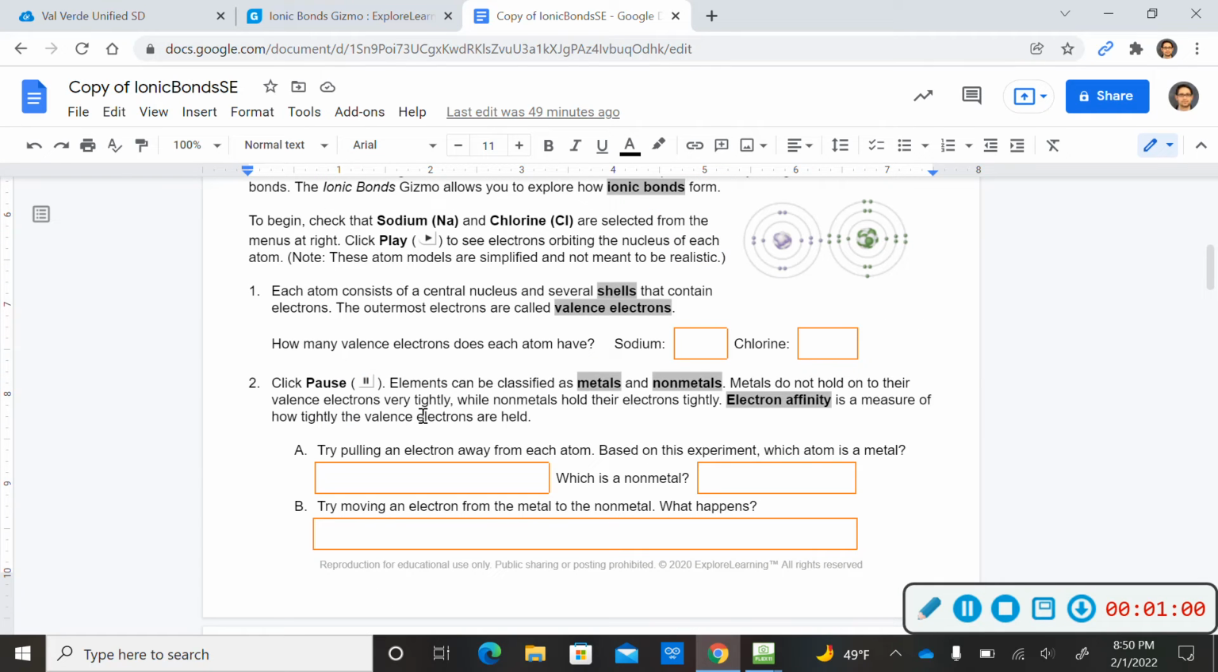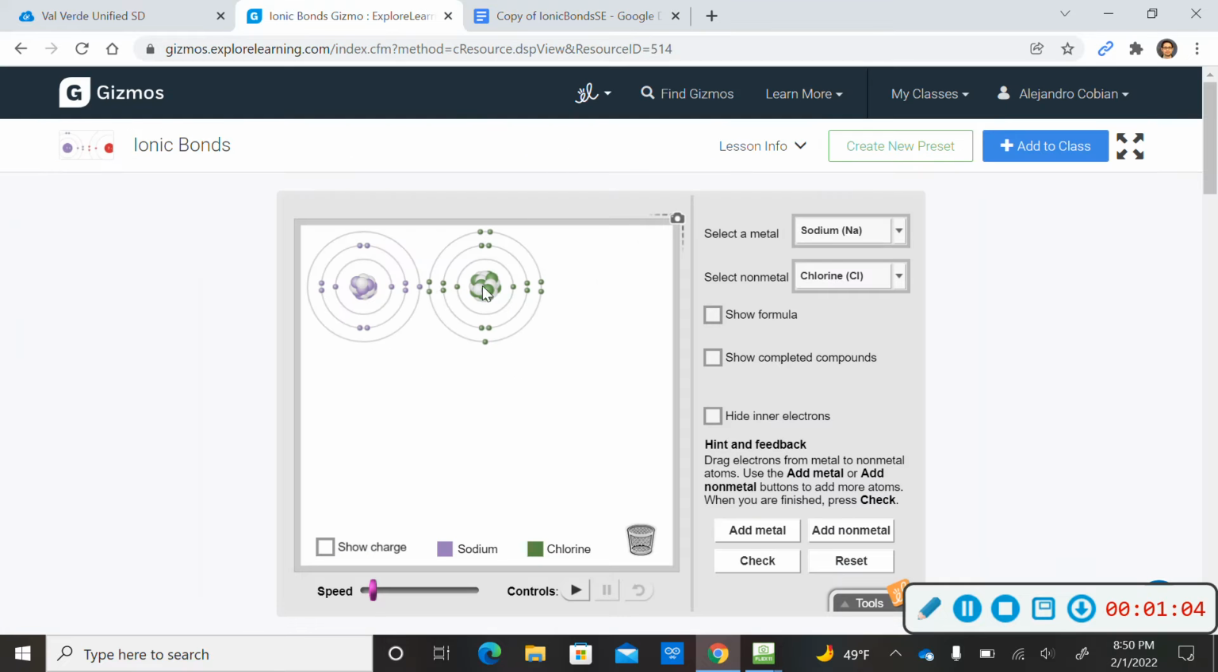So down here we start off with this model where we compare sodium and chlorine, and overall we're just looking at this Gizmo. Notice we have sodium and chlorine. We can show the formula of our eventual molecule that we will make. Let's just click check here. Let's hide the inner electrons. We don't really care about these because once again we are only dealing with valence electrons. So in each case we want to either gain or lose electrons to complete our octet and to fill up our valence shell to stabilize these atoms.